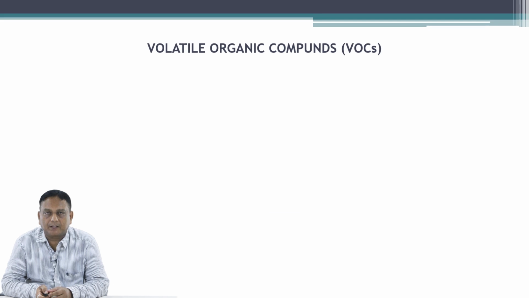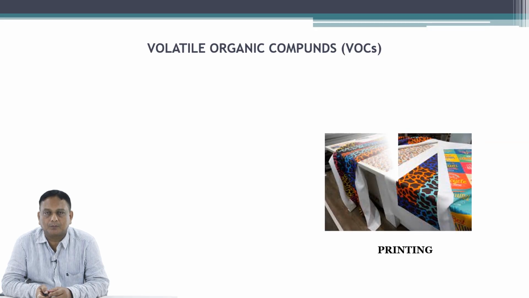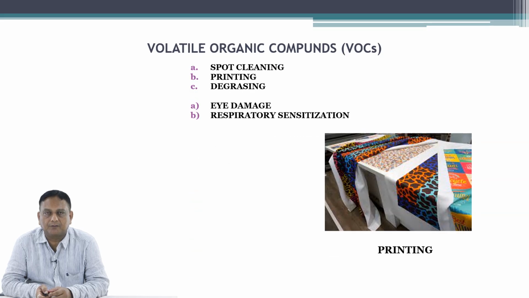Now volatile organic compounds, VOCs, this is also very important as restricted substances, and this is normally found in the printing area. So a lot of VOCs are getting found there, and it is also found in the spot cleaning operations, then degreasing operations. And harmful effect of these volatile organic compounds are eye damage, then respiratory sensitizations. So VOCs are harmful for human health.